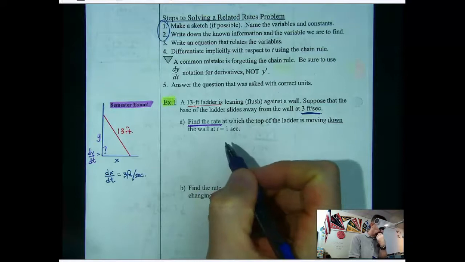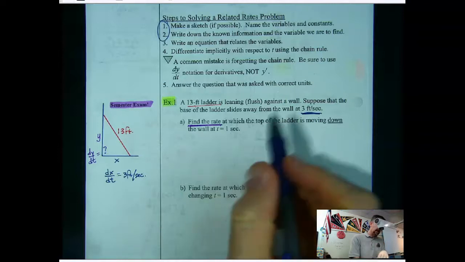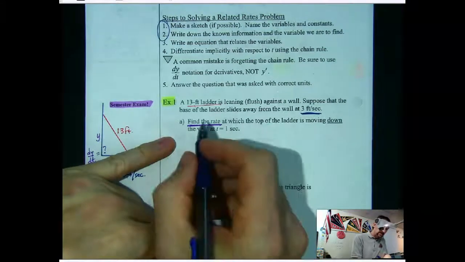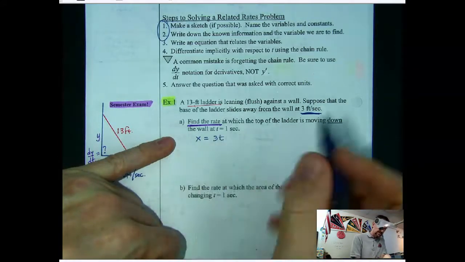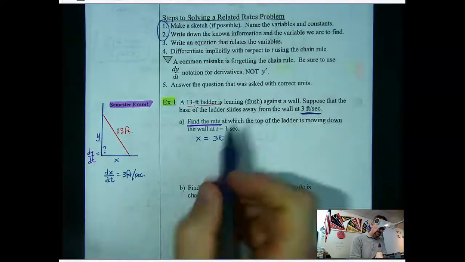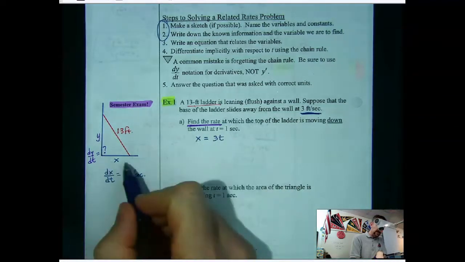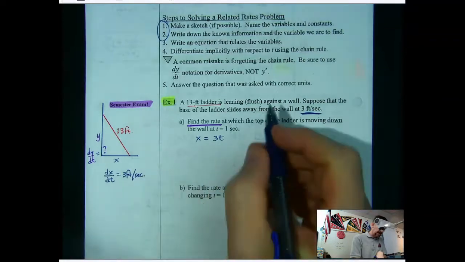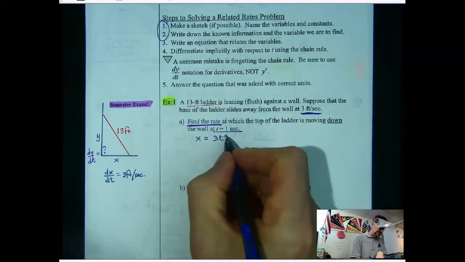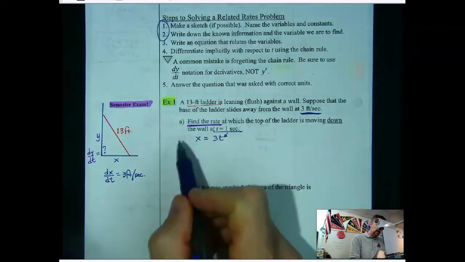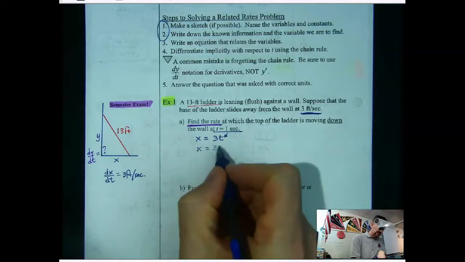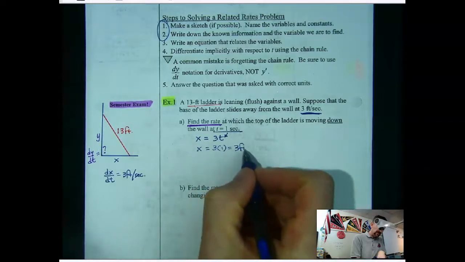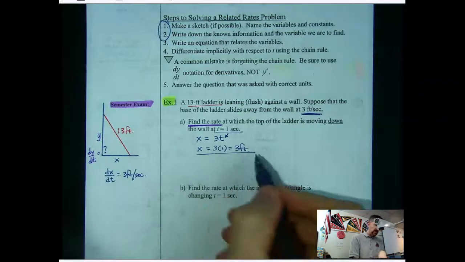At 1 second, this is a little bit tricky. If you think about it, this told us that x, the distance, is 3 times t because it's moving at 3 feet per second. So every second, that distance will be multiplied by 3. Now, they told us we're doing this problem at 1 second. So that means that x will be 3 times 1, or 3 feet. So that's something that we know there.